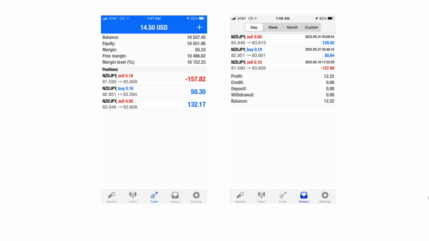I decided I'm getting out. The screenshot on the right shows the actual numbers once I was able to hit the button and get out with a total profit of $12.22. I don't care what anyone says to me. That is not a loss. I had to take a loss of $157, but because I had a $50 profit and a $129 profit, it gave me a total net profit of $12.22.